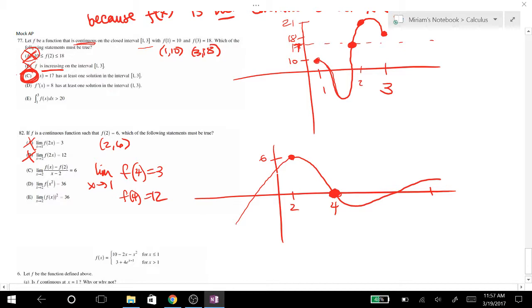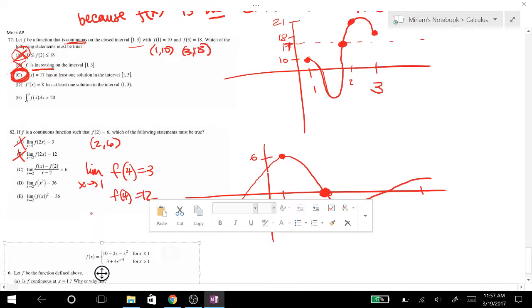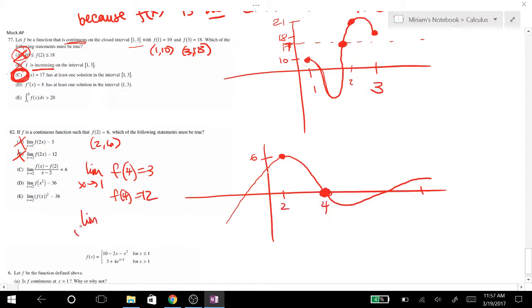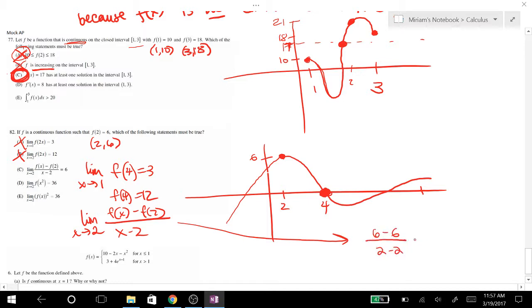Next one, limit as x approaches 2 of f of x minus f of 2 over x minus 2 has to be 6. Well, even if I try to solve that, limit as x approaches 2 of f of x minus f of 2 over x minus 2, I can plug in for 2 here. It'll be 6 minus 6 over 2 minus 2. Well, that's 0 over 0, okay? So that doesn't even make sense for us. This is not an option.